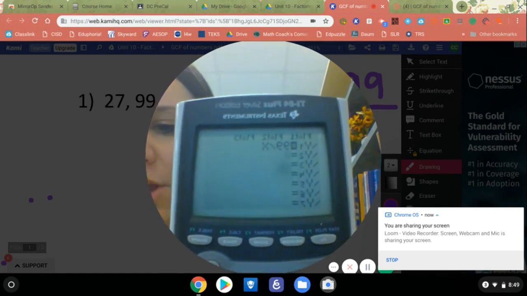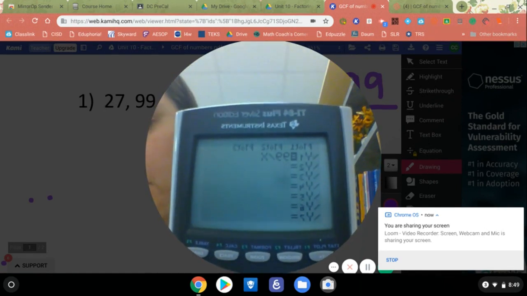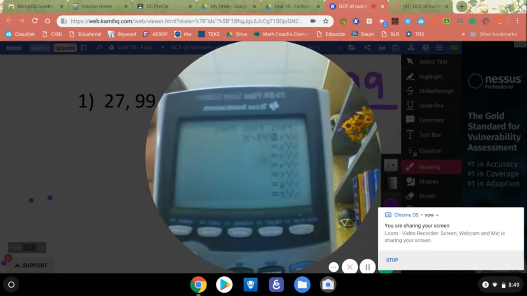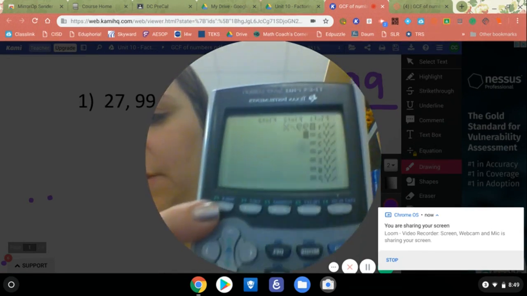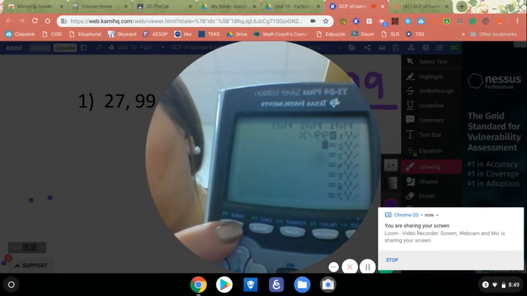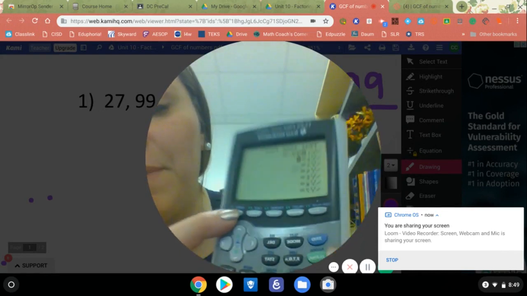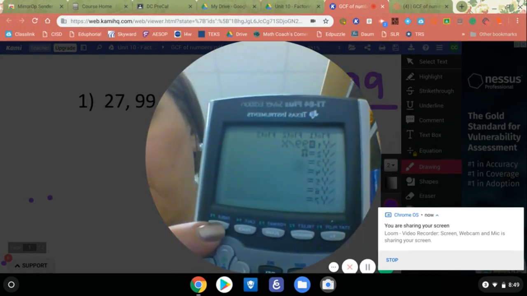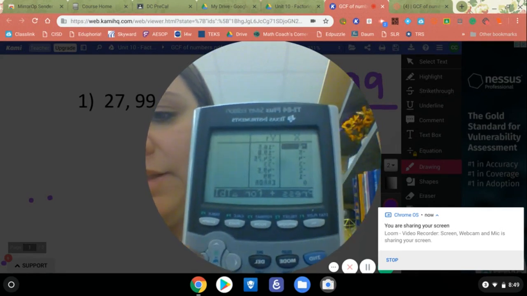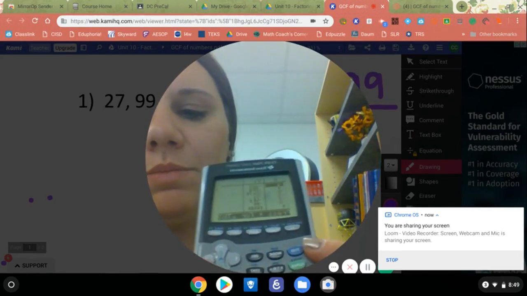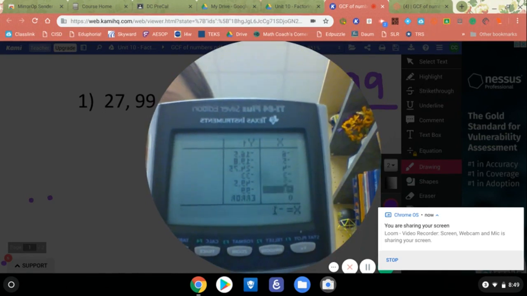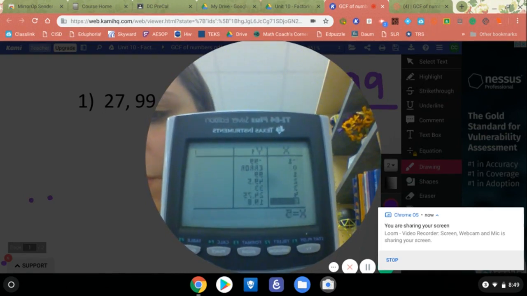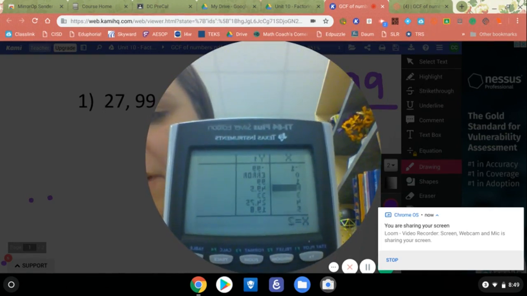And then I want you to go to your table. So table is right here on this side. No, wait, there's table right here. So table is this blue button right here. So to get that, I'm going to hit second and then this button right here where it says graph. And what I am looking at is all of my sets of whole numbers, okay? I am looking at all of my sets of whole numbers.